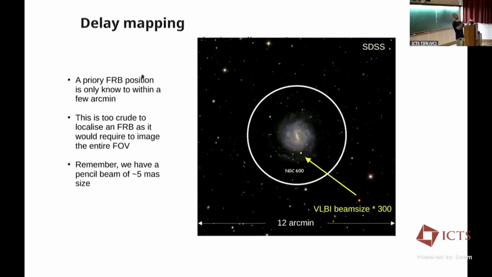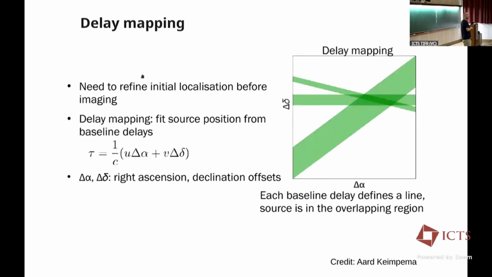We could, of course, try and image the entire field of view, but this is crazy because we got 4 milliarc second resolution across 6 arc minutes. So you'd have, I don't know how many billions of pixels in your image. This is not something we want to do. We do not want to image the entire field of view of, say, Effelsberg to do a first localization of our FRB. So what we do instead is called delay mapping.